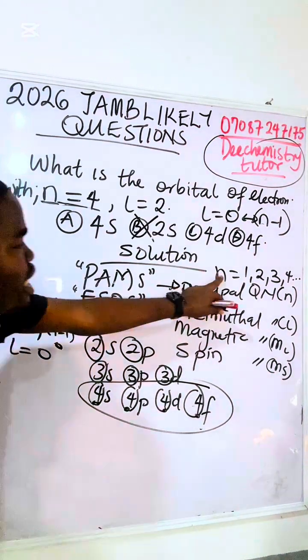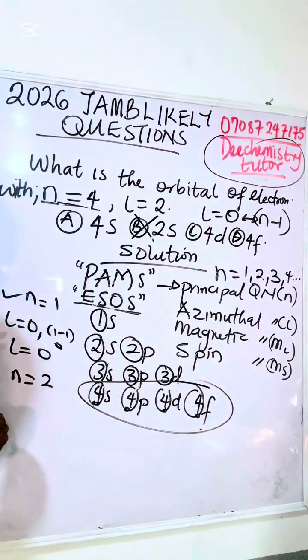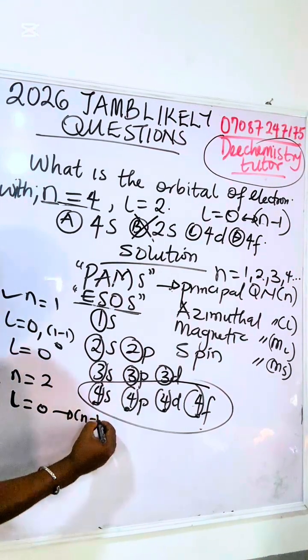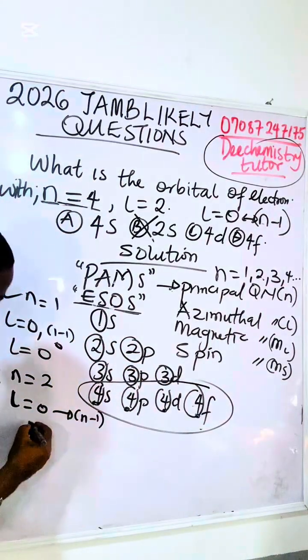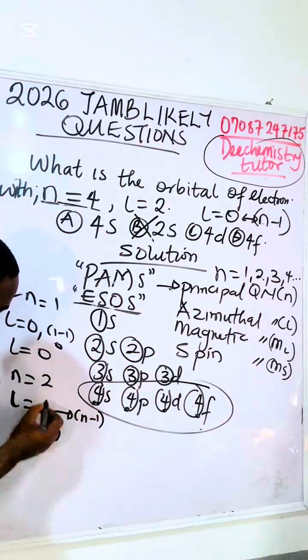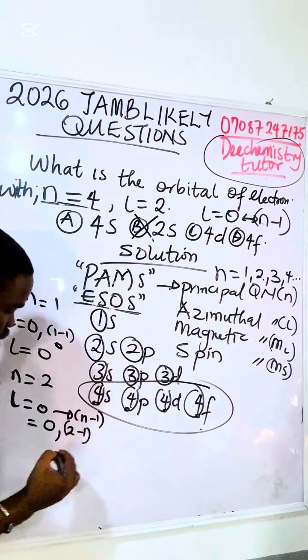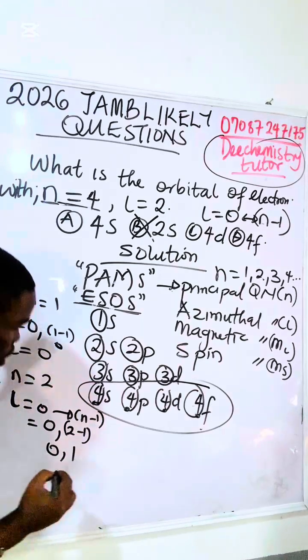And I told you that n can also be 2. So if n equals 2, what do you think L will be? L will go from 0 to n minus 1, based on this formula. So let's go. What is n minus 1? It is 2 minus 1, which is 1. So 0, 1.